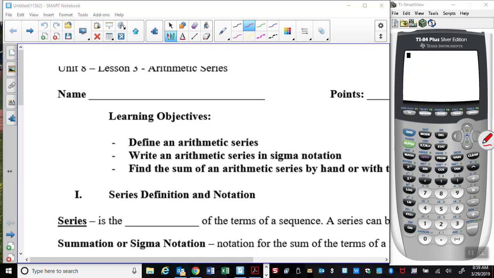Hello, this is Unit 8, Lesson 3. We're looking at arithmetic series. All right, you see our objectives for today.